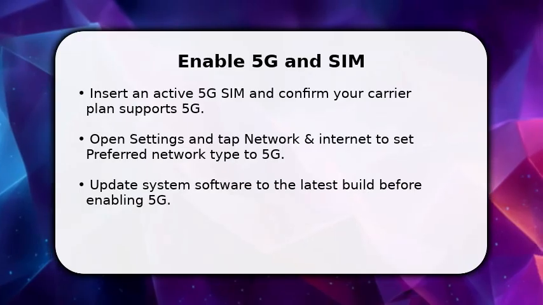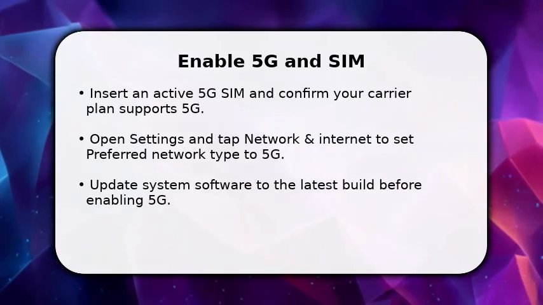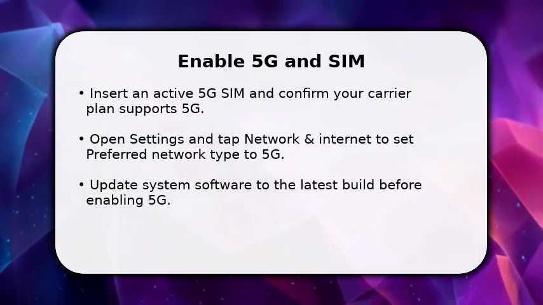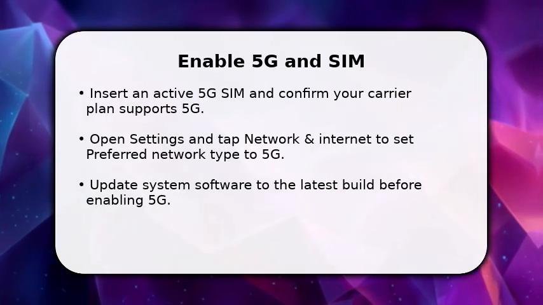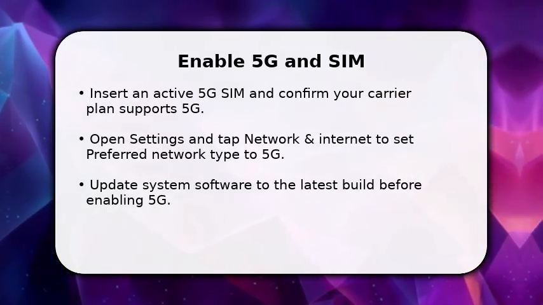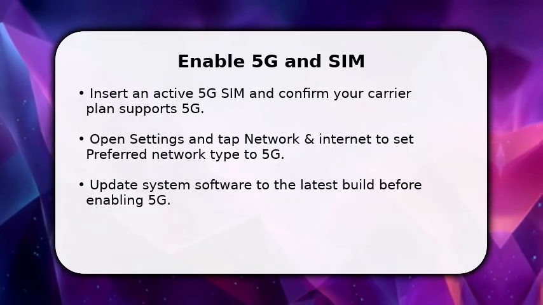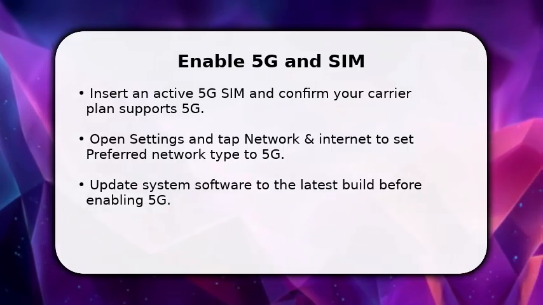Insert an active 5G SIM and confirm your carrier plan supports 5G. Power off the phone, insert the SIM and power back on. Open Settings, then tap Network and Internet to access mobile network options.